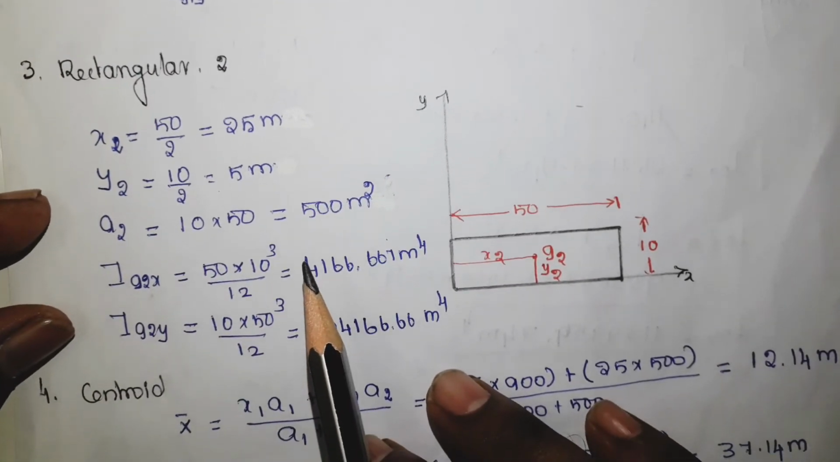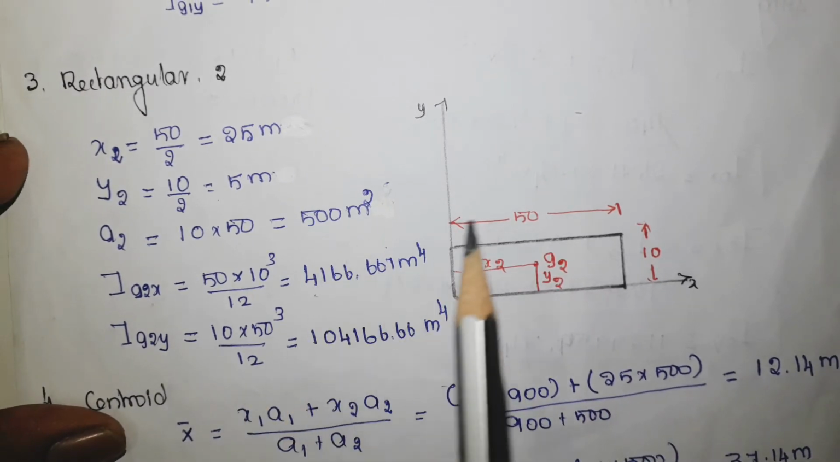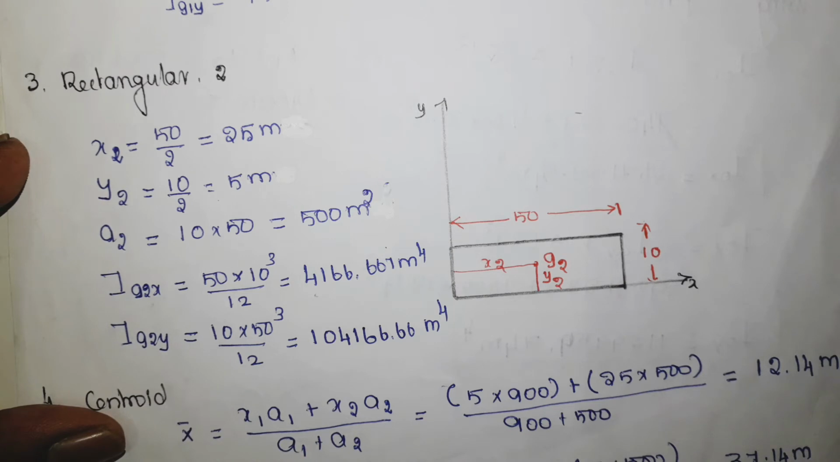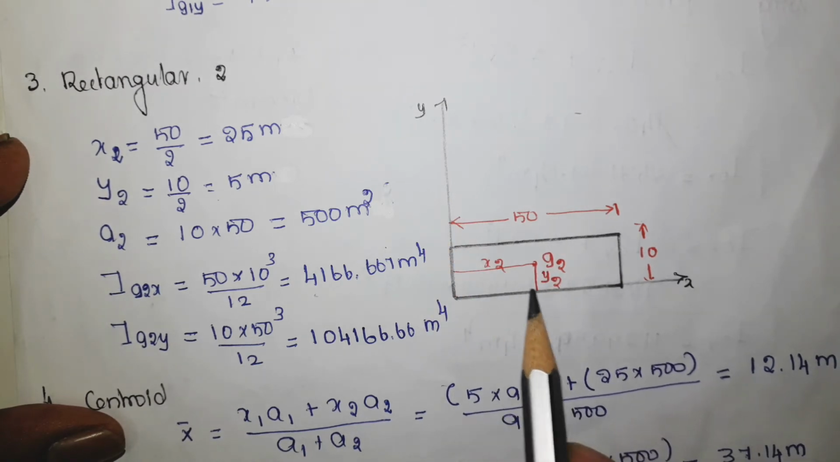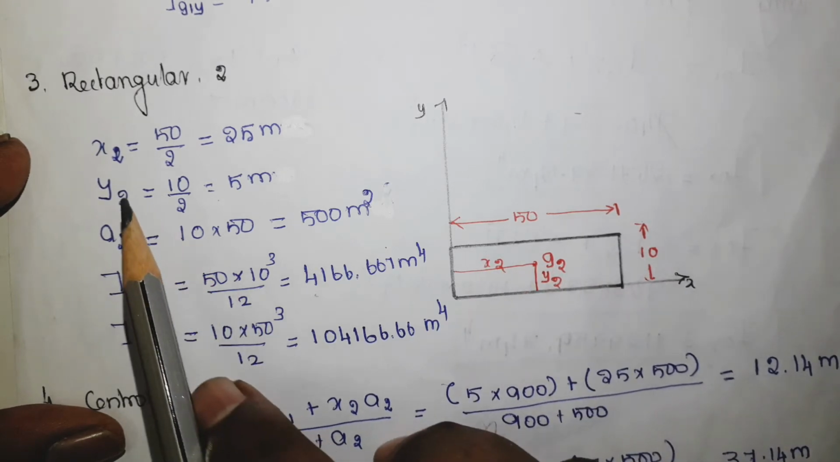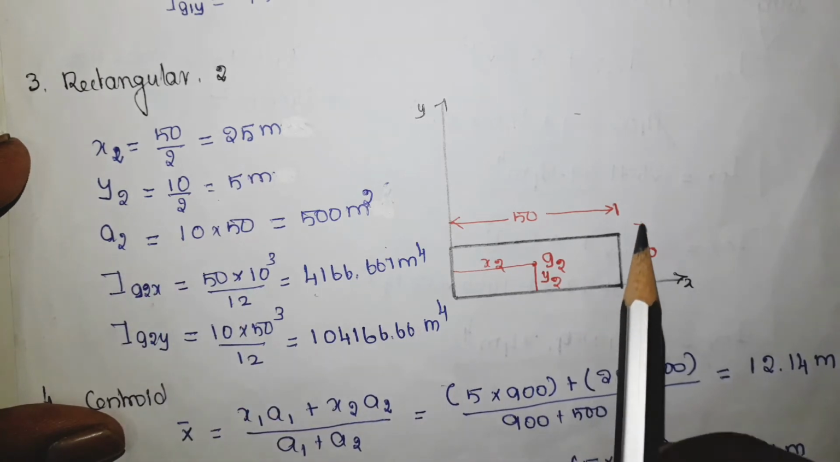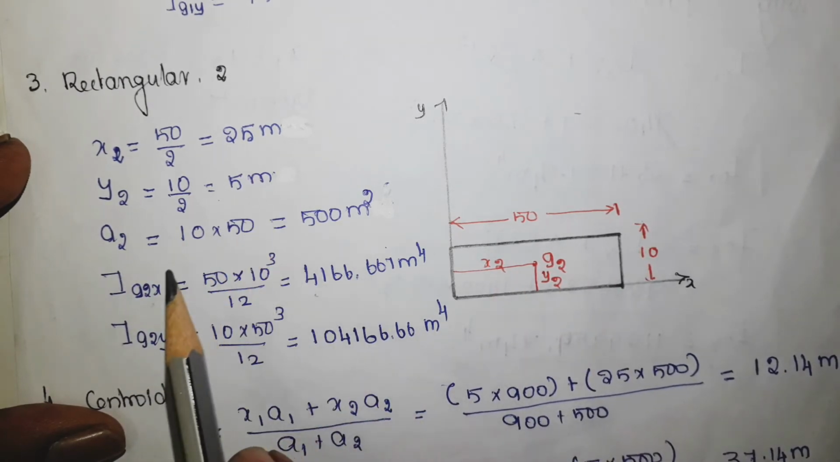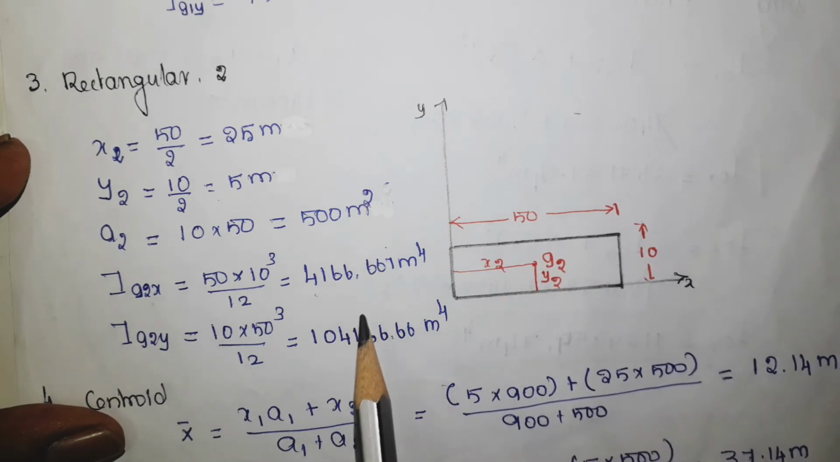Similarly, you have to find the values for 5 variables for the second rectangle also, and this is the separate diagram for it. Here G2, x2, y2, and the distance is 50. Here it is 10. Now x2 equal to half of this one, 50 by 2, 25 meter. Then y2 is half of this one, 10 by 2, 5 meter. Then area is multiplication of these two, 50 into 10, 500 meter square.